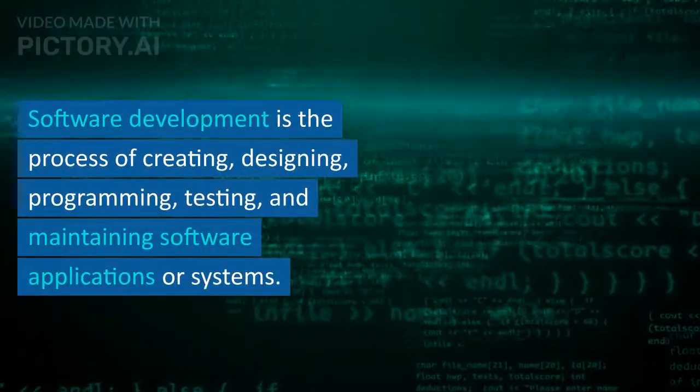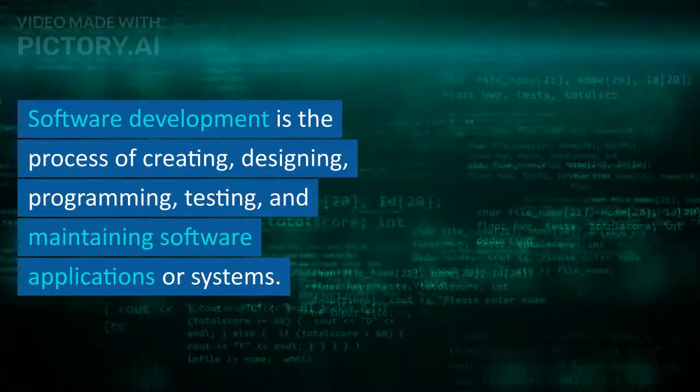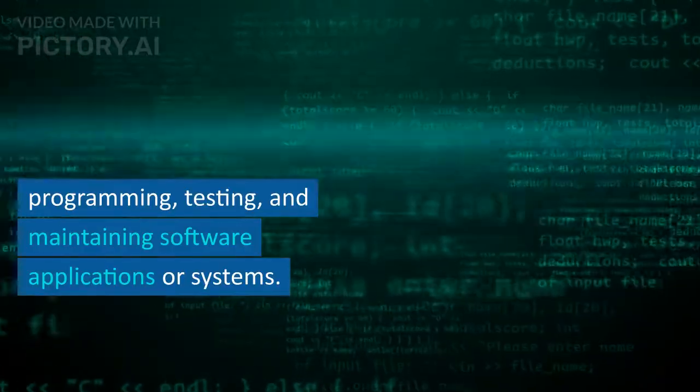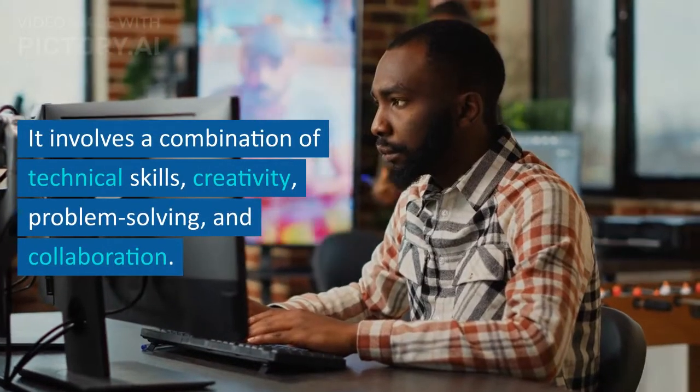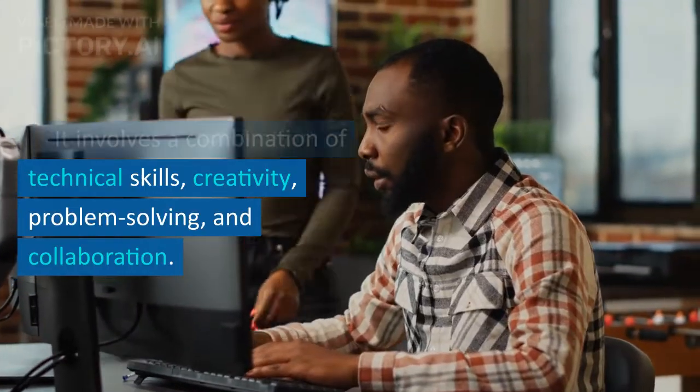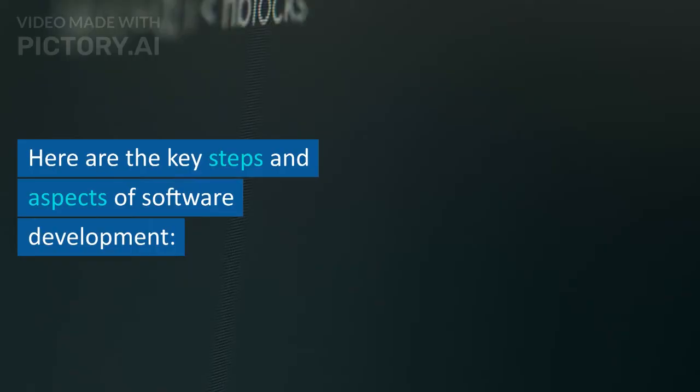Software development is the process of creating, designing, programming, testing, and maintaining software applications or systems. It involves a combination of technical skills, creativity, problem-solving, and collaboration. Here are the key steps and aspects of software development.